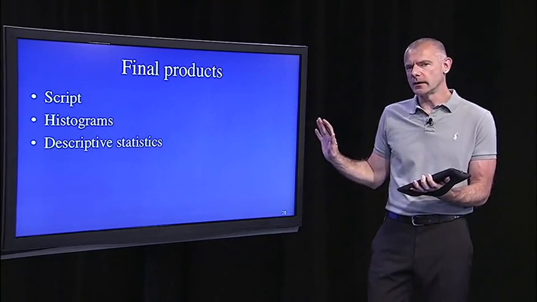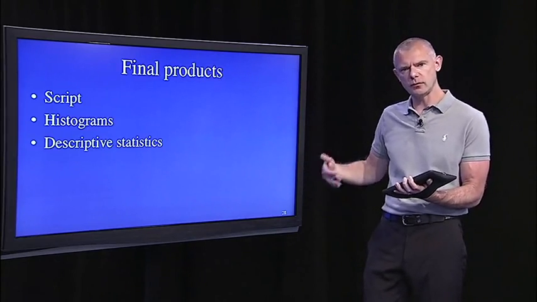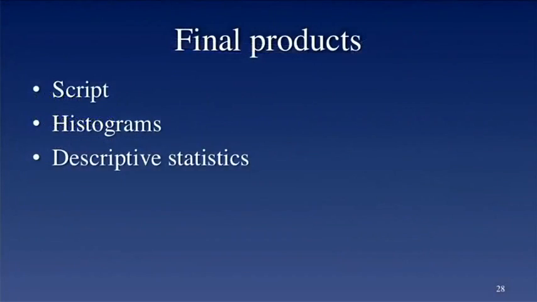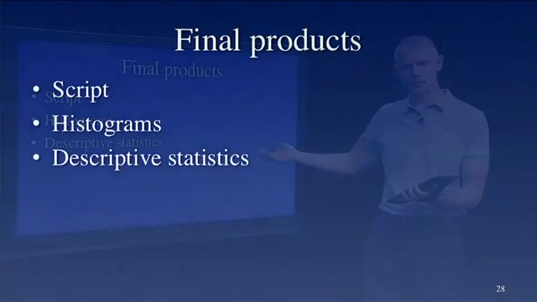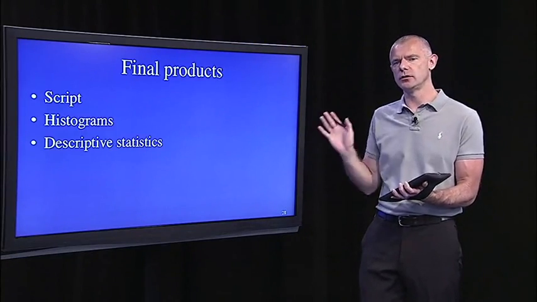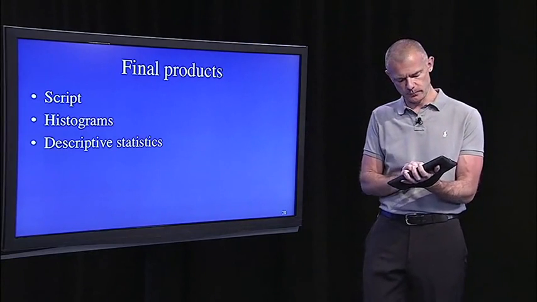So the final products you should have from this script, that you should do as you walk through this video, is you should finish with a script that produces histograms and descriptive statistics. And they should look like the products that I showed you in, or the slides that I showed you in lecture 2.